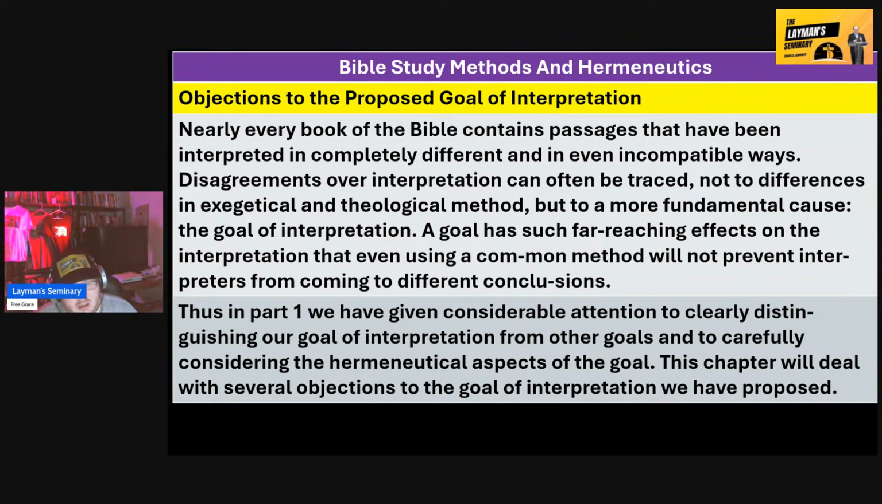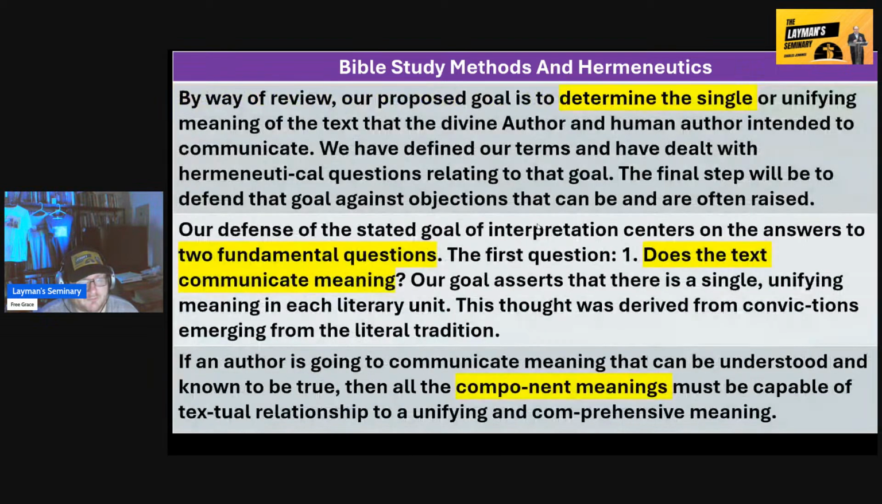The goal of interpretation has such far-reaching effects on the interpretation that even using a common method would not prevent interpreters from coming to different conclusions. Thus, in part 1, we have given considerable attention to clearly distinguishing our goal of interpretation from other goals, to clarify the hermeneutical aspects of the goal. This chapter will deal with several objections to the goal of interpretation we have proposed.